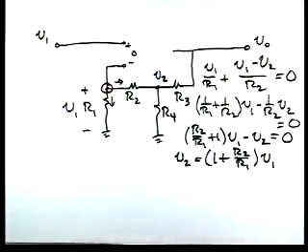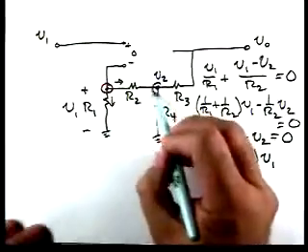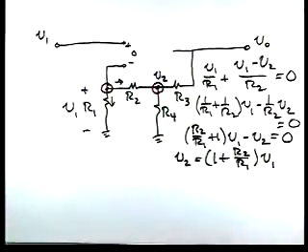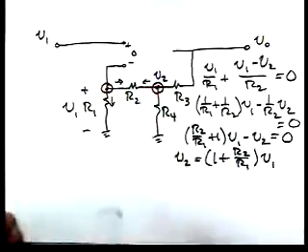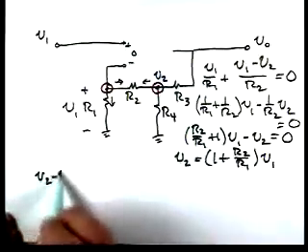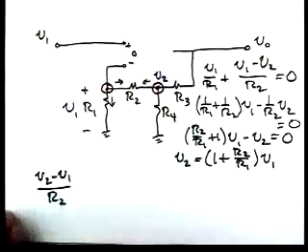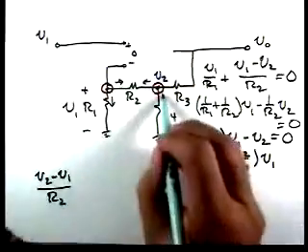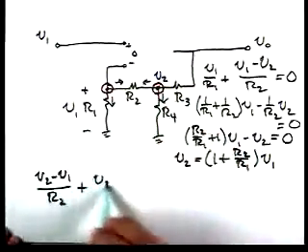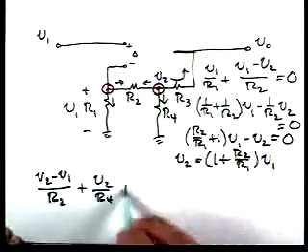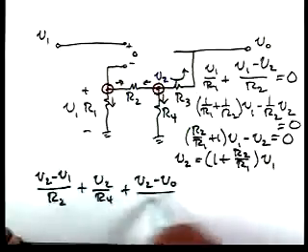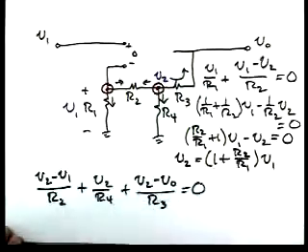Now, next we can apply Kirchhoff's current law at this node, and if we start, for instance, with the current leaving in that direction, again we're doing nodal analysis, V2 minus V1 over R2. The current here, V2 over R4. The current in this direction, V2 minus V0 over R3 equal to 0.